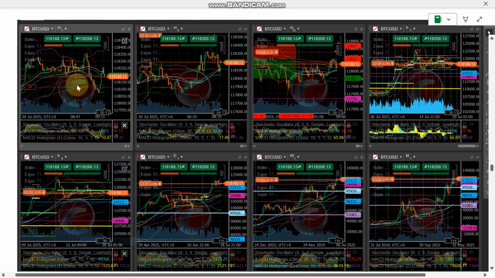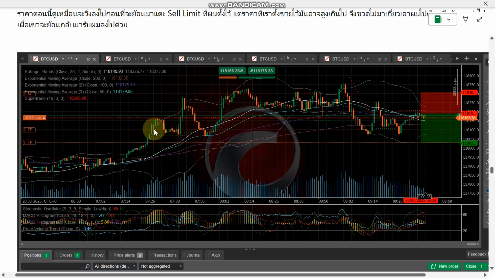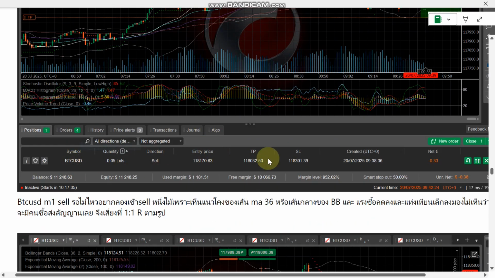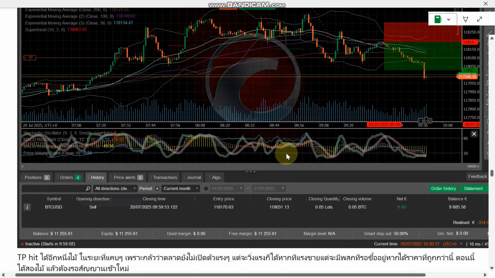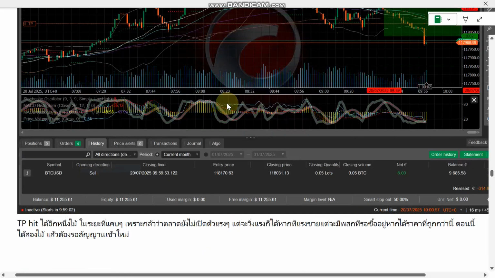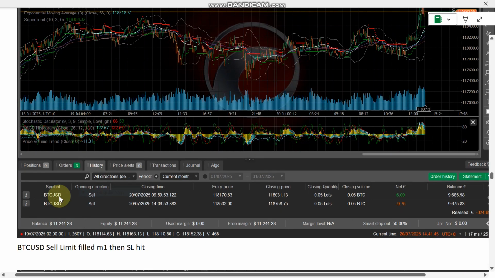BTC USD still pulling back. Sell limit. BTC USD still floating. Price still not closing. But here, history. Bitcoin close. Profit taking. Bitcoin USD close.